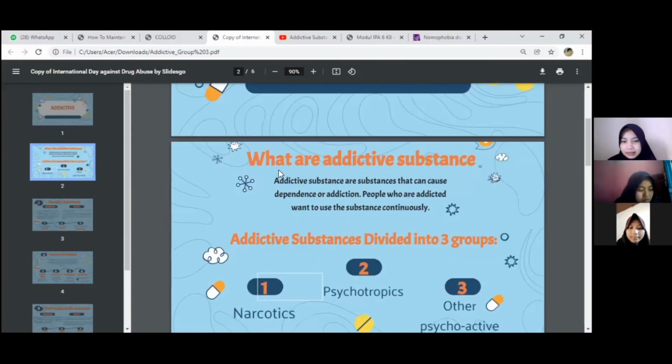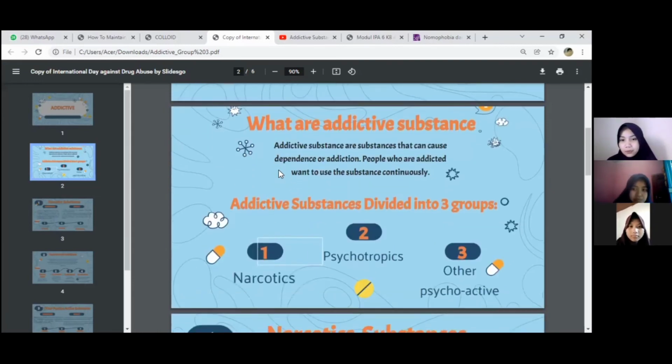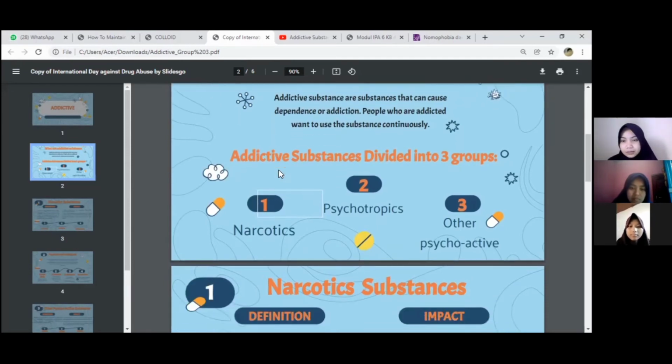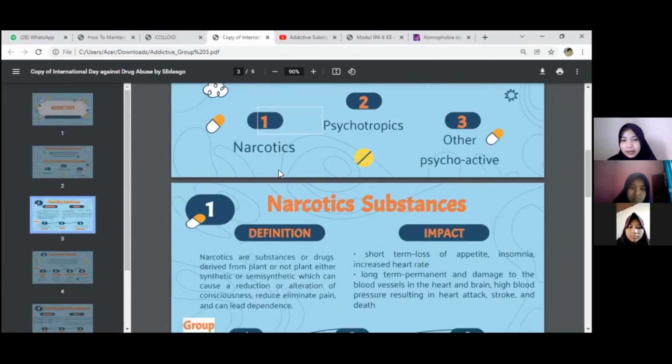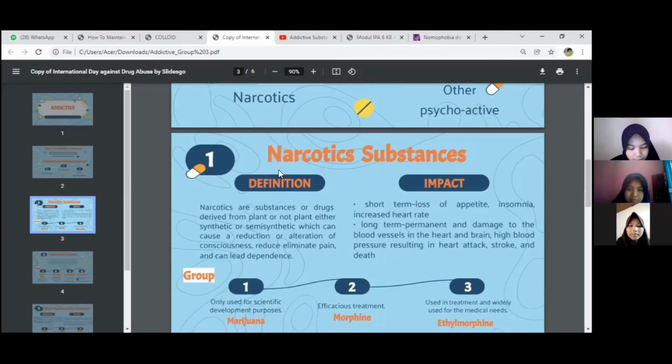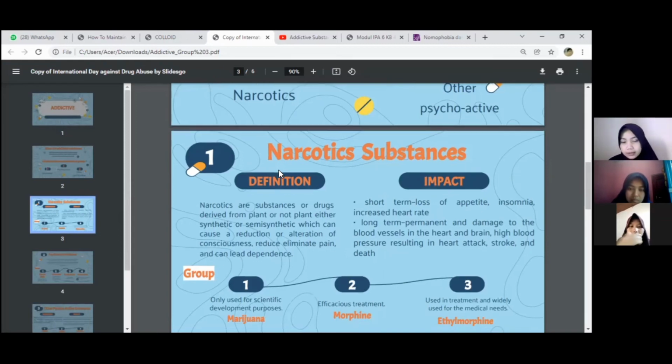And addictive substances are divided into three groups. The first one is narcotic substances, the second one is psychotropic substances, and the third one is other psychoactive substances. Narcotic substance is a drug derived from plants, either synthetic or semi-synthetic, which can cause reduction of consciousness, reduce or eliminate pain, and can lead to dependence. The narcotic substance has two impacts, long-term and short-term. The short-term impacts can cause apathy, insomnia, high blood pressure, stroke, and death.